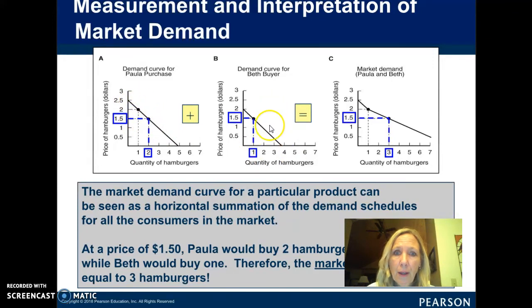This person, Beth, only has a budget enough to buy 1 burger at $1.50. So if we add those together, at $1.50, we would sell a grand total of 3 burgers. That gives us a point for our demand curve. And at $2, we would sell 1 burger. All we need to draw a straight line is 2 points. So that is how we're creating our demand curve. Demand is created by measuring the quantities purchased at various prices. They make it so complicated, but all it is is the quantity purchased at various prices.